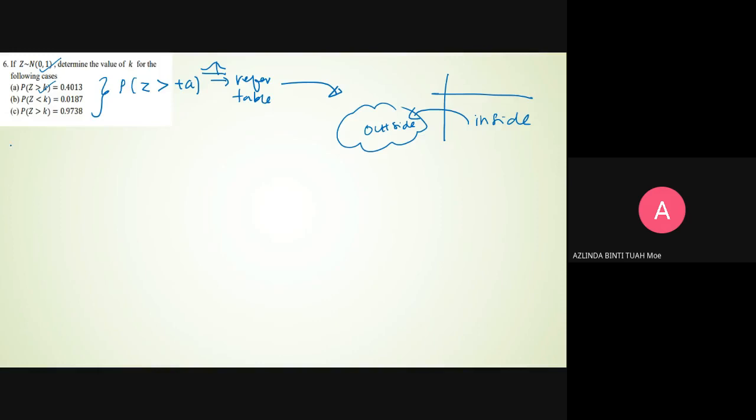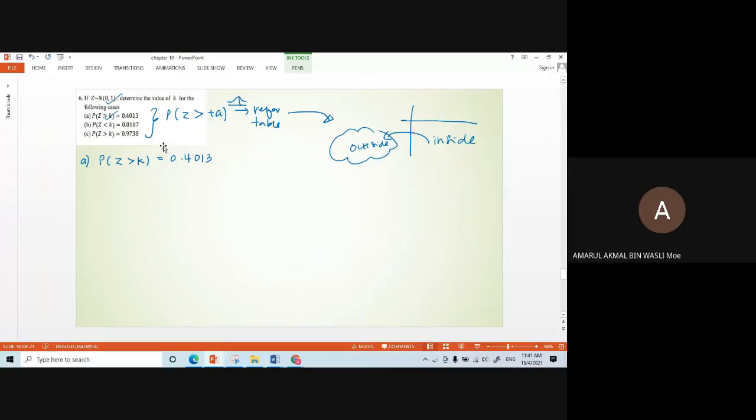That's the idea. Okay, now proceed with 6A. Dia dah greater than dan dia sudah dalam bentuk positive value. So kita boleh terus refer table. Kena cari, memang kena tengok lah dari bawah ke atas, atas ke bawah. Dari dalam. Okay, siapa boleh jumpa? 0.4013. 0.25.